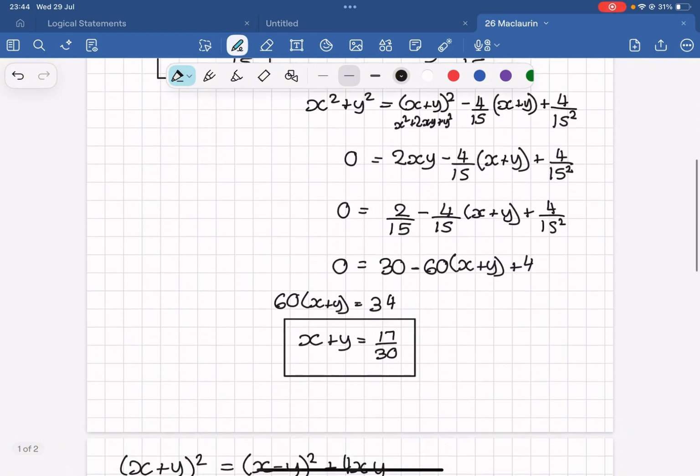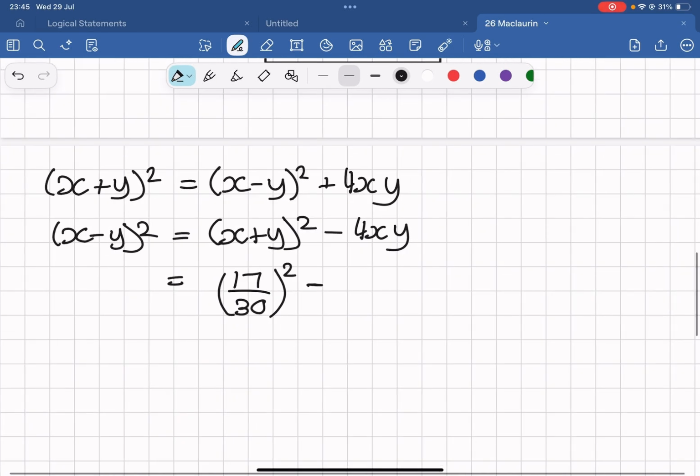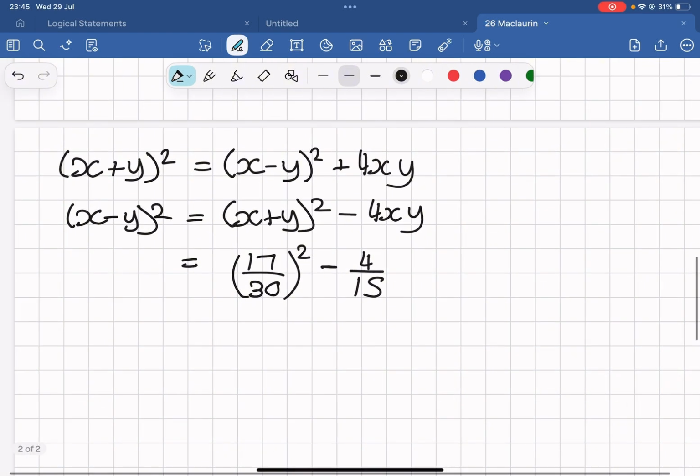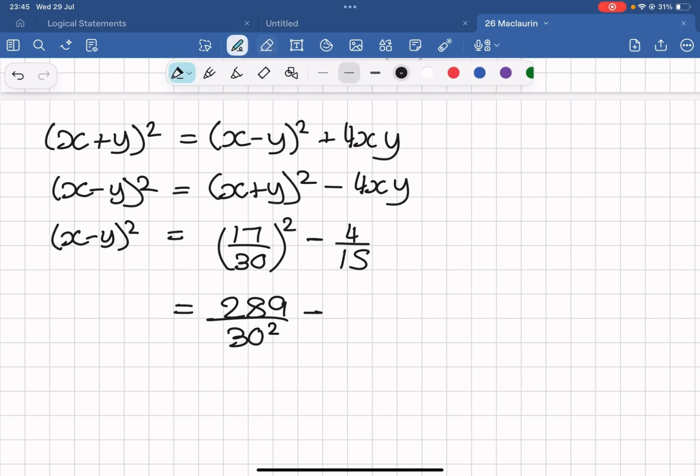Now we can just sub in what we've got. So we've got (17 over 30) squared minus 4xy, which is 4 over 15. Now all we need to do here is just simplify. So (x minus y) squared on this side again. 17 squared is 289, so 289 over 30 squared minus 4. We want this to be over 30 squared as well.